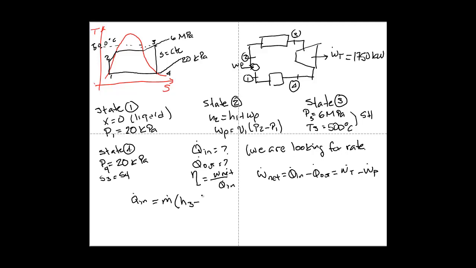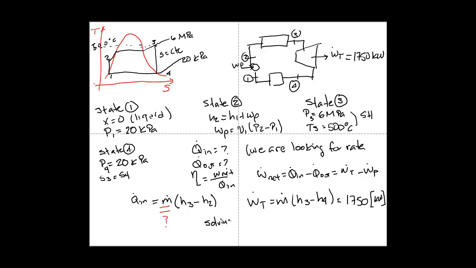Since Q in is the mass flow rate times the enthalpy difference, that is H3 minus H2, we notice that we need the mass flow rate, and we wonder where we can get it from. But we remember that the power of the turbine is the mass flow rate times the enthalpy difference, and this is equal to 1750 kilowatts. So basically we can solve for the mass flow rate, which will be the power of the turbine divided by the enthalpy difference.